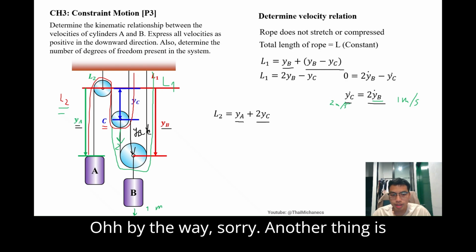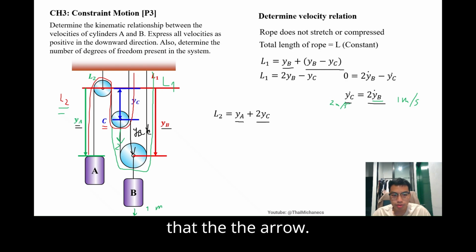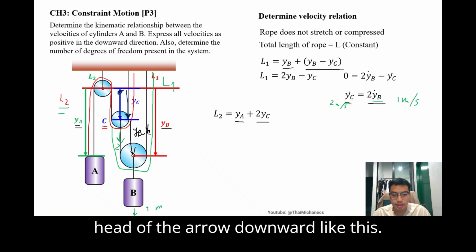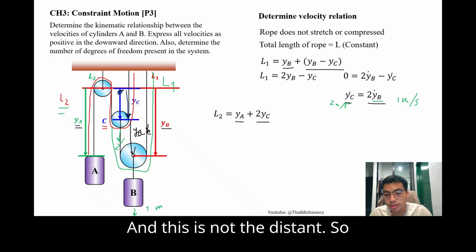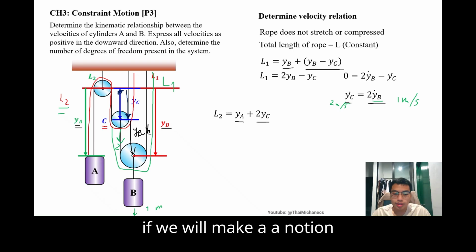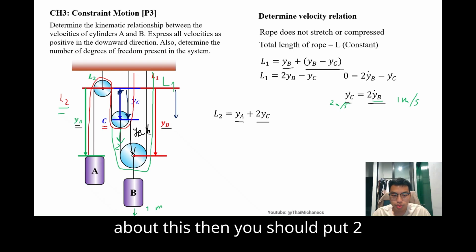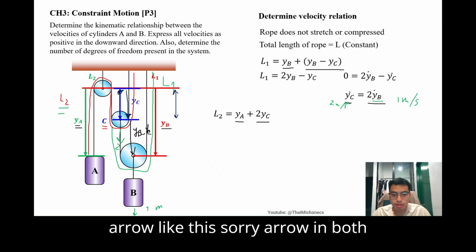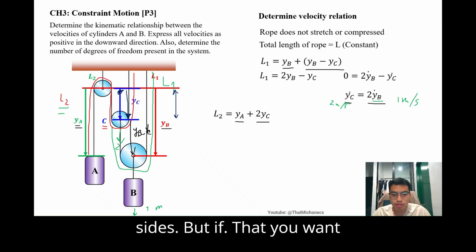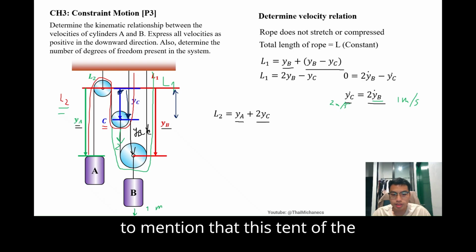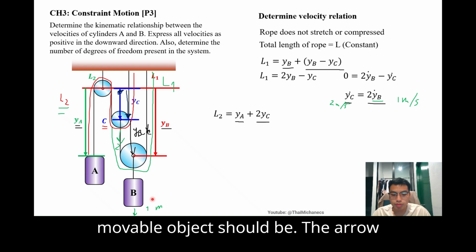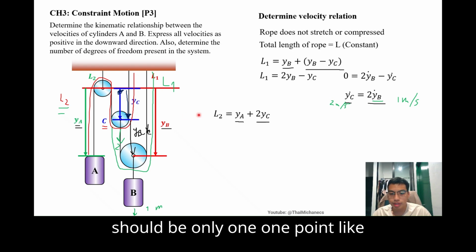By the way, another thing is that the arrow of YC has to have its head pointing downward like this. This is not the distance. If you are making a notation about a distance, you should put an arrow on both sides. But if you mention the position of a movable object, the arrow should have only one head, like here.